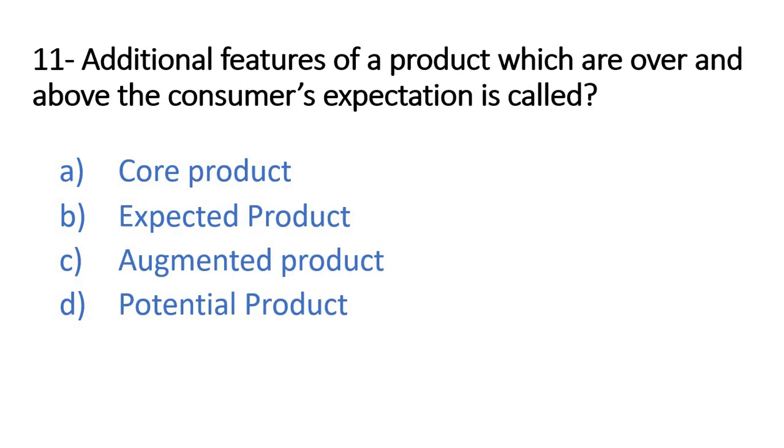Here is the next question. Additional features of a product which are over and above the consumer's expectation is called core product, expected product, augmented product, or potential product. Choose the right answer. Option number C is the right answer. Augmented product.